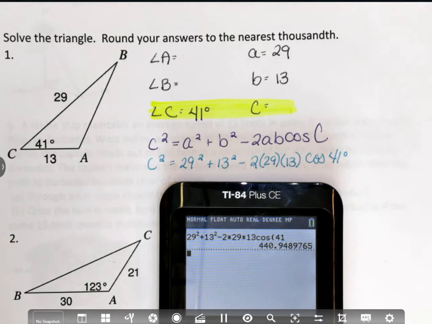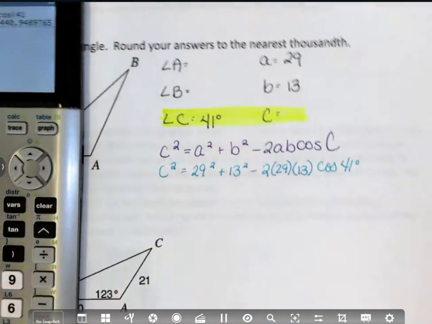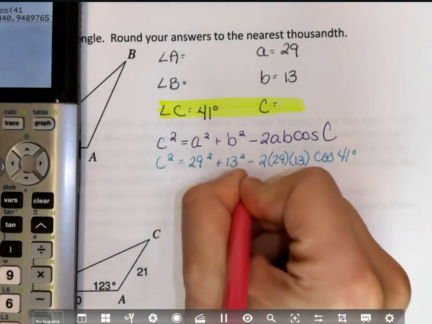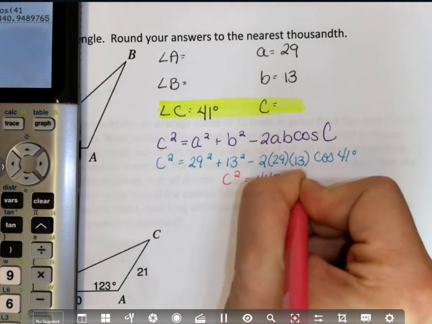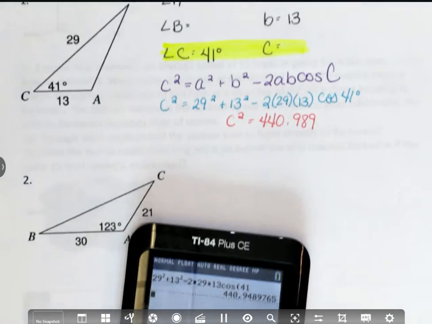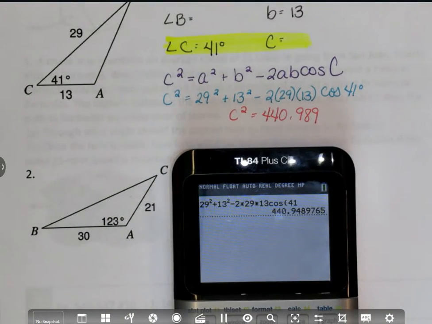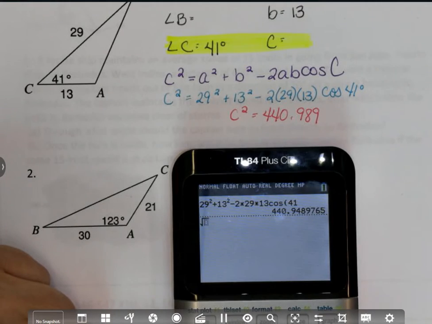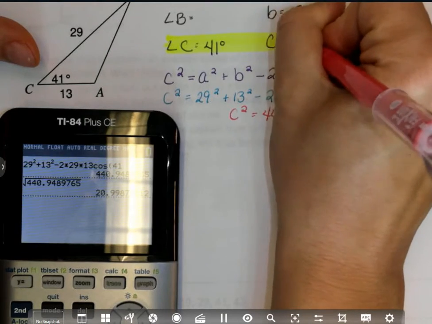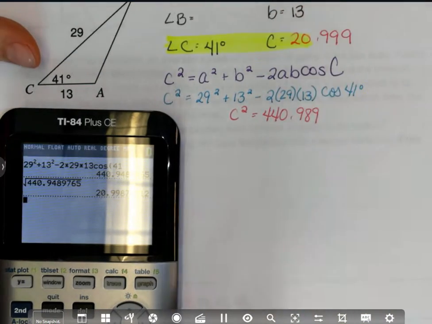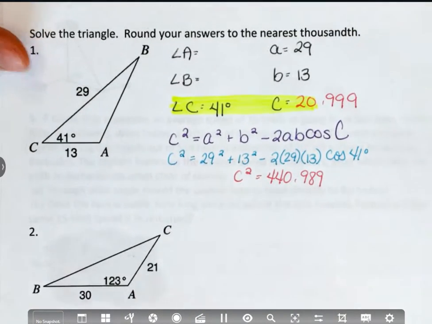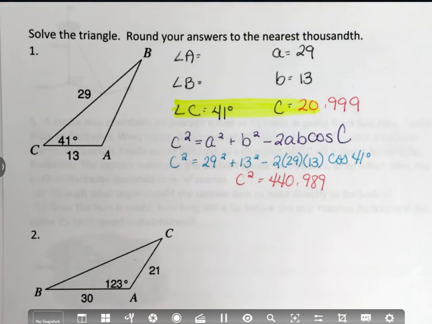So, do you get your answer 440.949? No, that's wrong. Well, the answer for the equation, because that's what C squared is, is 440.989. That's what I meant. So what do I need to do? Square root it. I'm going to take the square root of that shebang, and I come up with 20.999. That's not bad, is it?